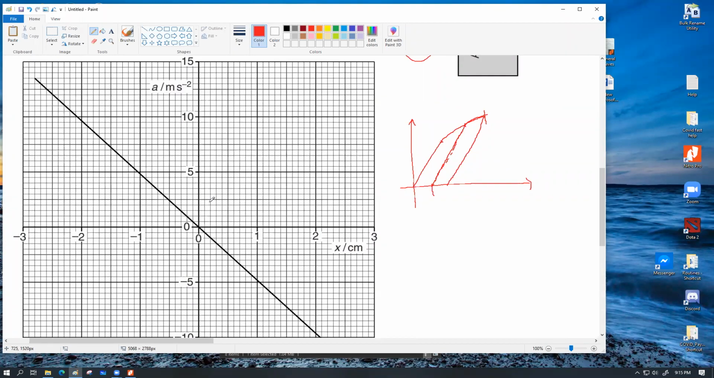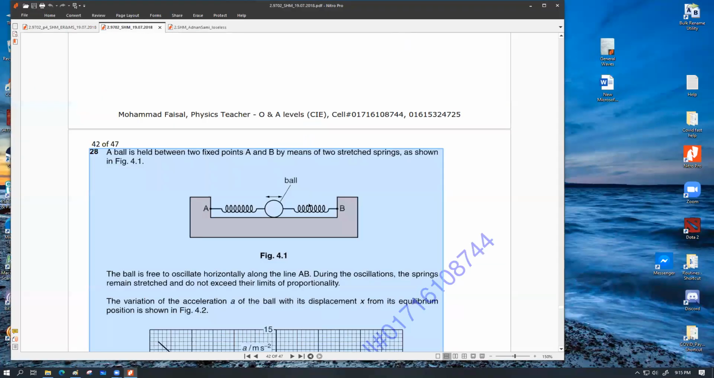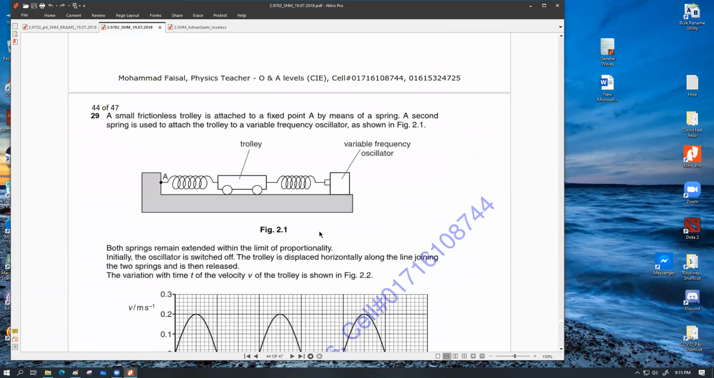Simple harmonic motion, the defining property for simple harmonic motion is that a is proportional to minus x. That would not be followed throughout the motion, so which essentially makes it non-SHM. Sure. Moving on, the last question, that is, I think, no, not the last, maybe not the last.